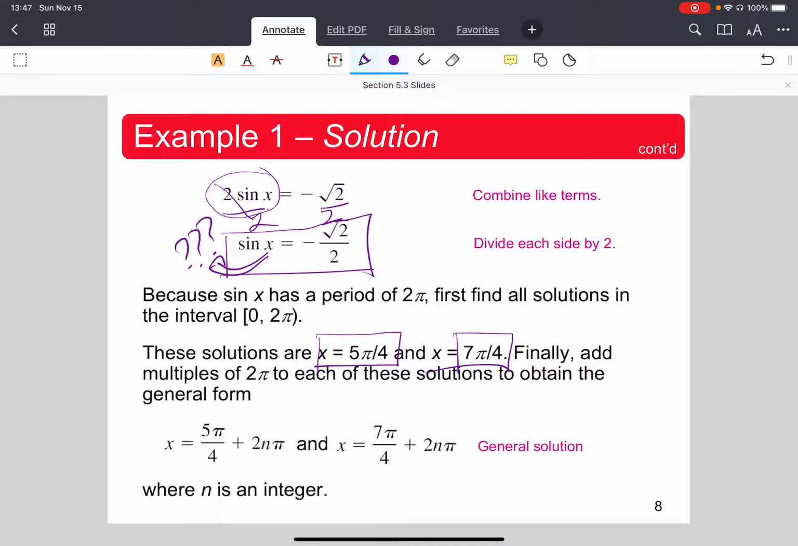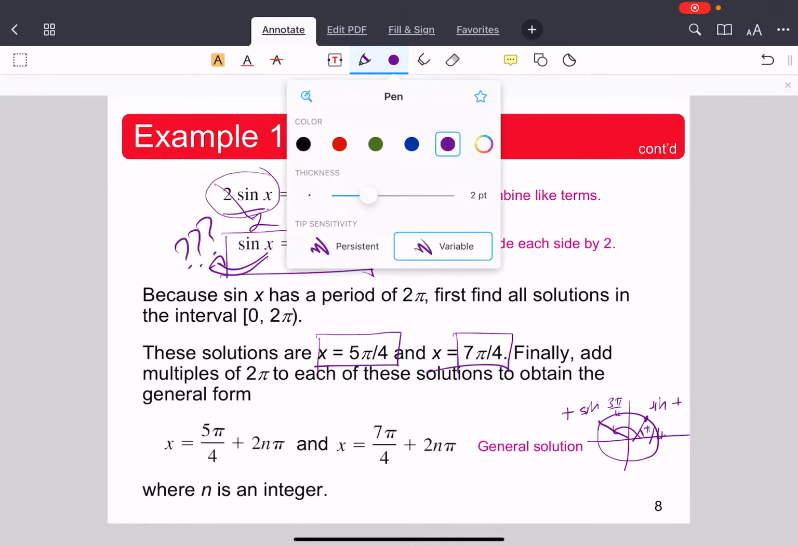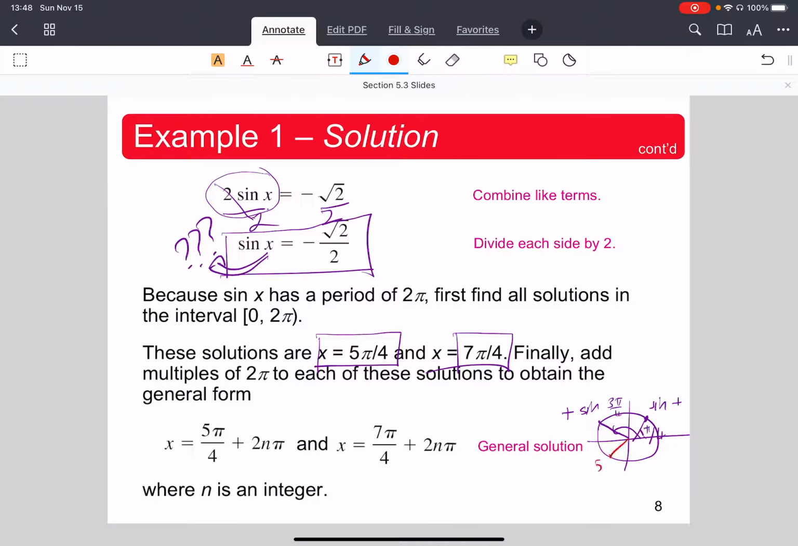You'll notice we don't include pi over 4 or 3 pi over 4 because sine is positive in quadrant 1 and quadrant 2. You may remember the unit circle. If it's pi over 4 here, sine is positive. If it was 3 pi over 4, this angle is 3 pi over 4, and again sine is positive, so we ignore that. We only focus on 5 pi over 4, and then this one is going to be 7 pi over 4.